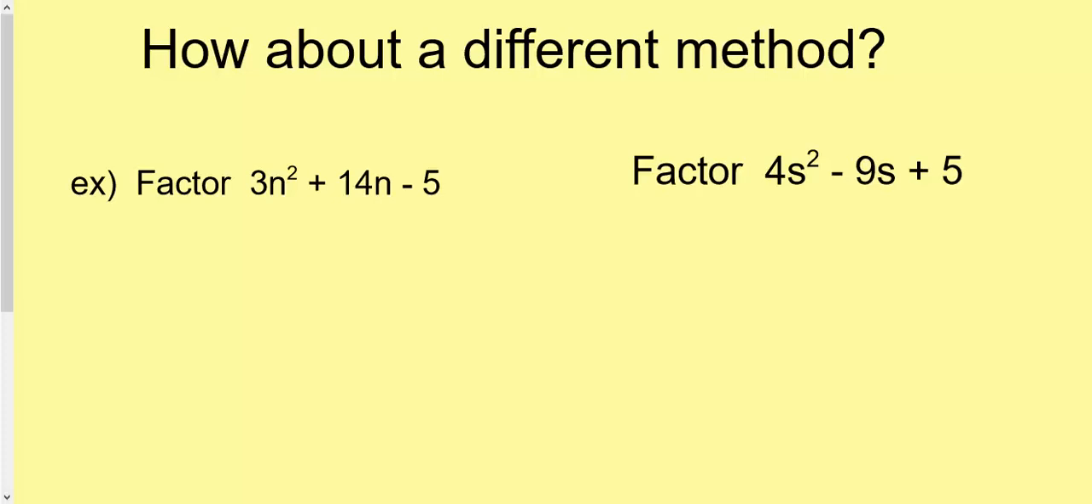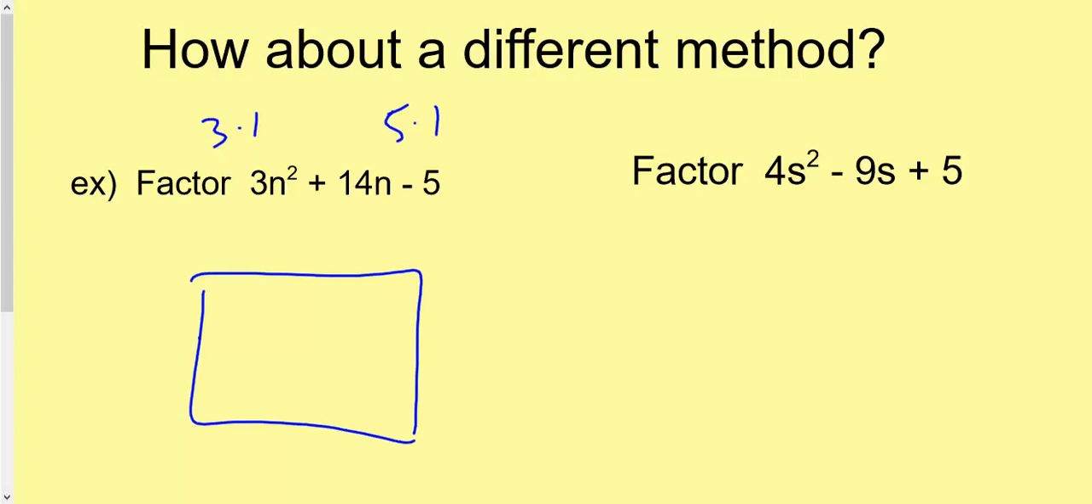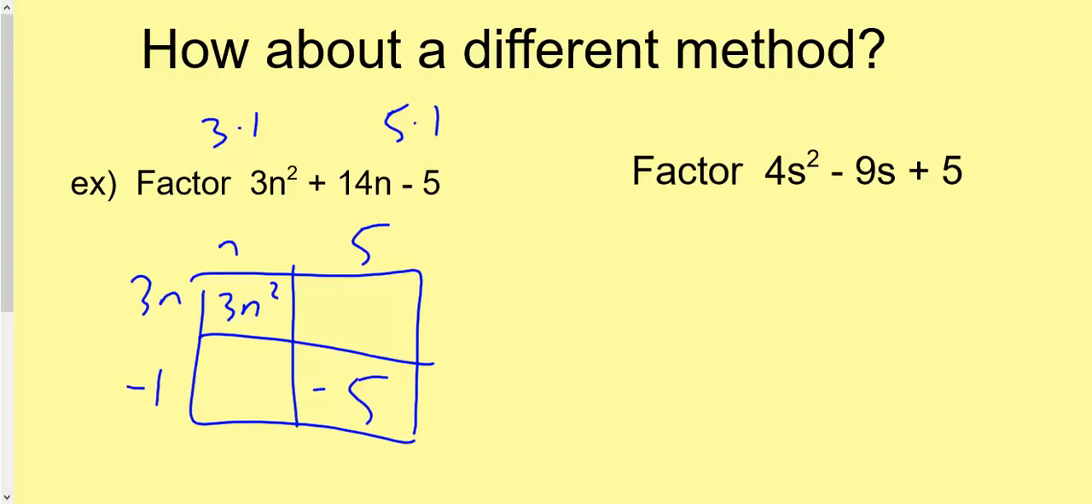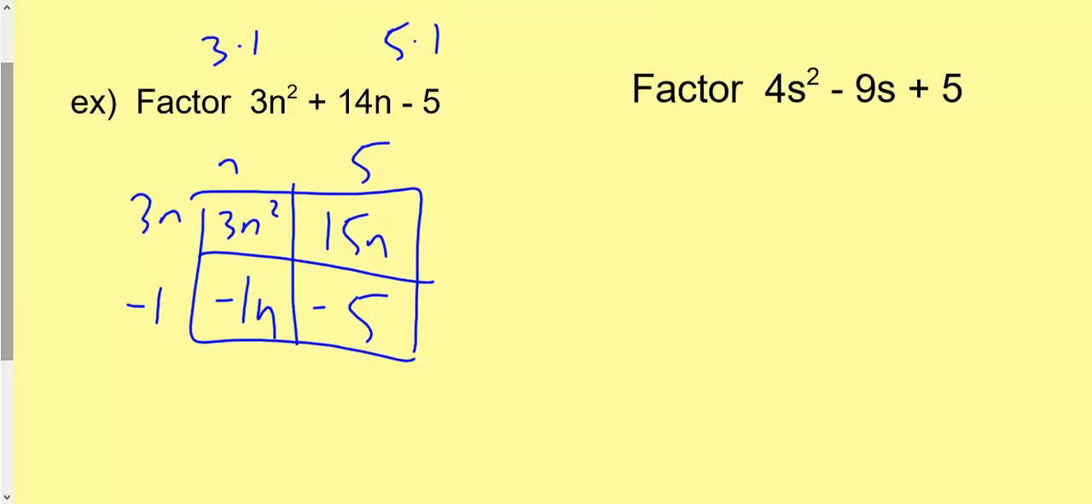Like this one here, the only thing to multiply to 3 is 3 and 1, and 5 is 5 and 1. So if we did the box here, this one should go pretty quickly. 3n times n gives me 3n squared. And then I have 5 and 1. 1 has to be negative because it's got to multiply to negative 5. So I'd put the 5 here and the negative 1 here because that's 15n and that's negative 1n. And together those give me 14n. So yeah, when the numbers are prime, the box works pretty good.